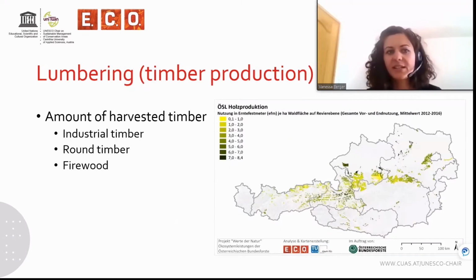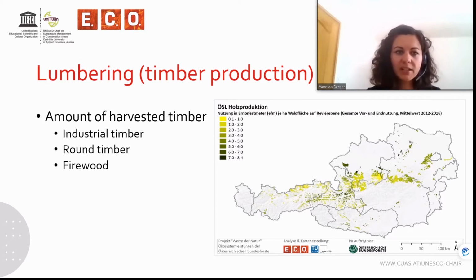And in there, we assess the lumbering, so the timber production. To assess the lumbering, we have here the amount of harvested timber. We also separated it into industrial timber, round timber, and firewood. By assessing the amount of timber, you can calculate how many euro you get out of the forest in this ecosystem service.